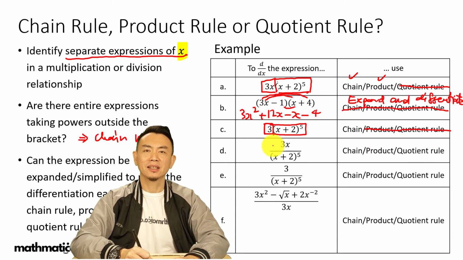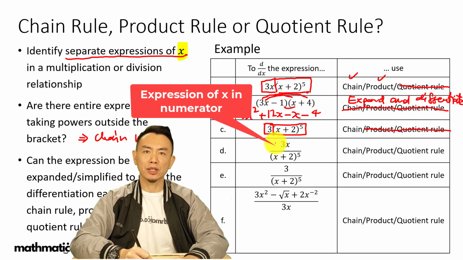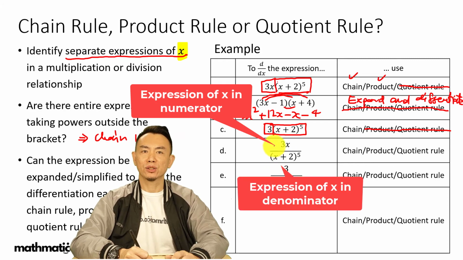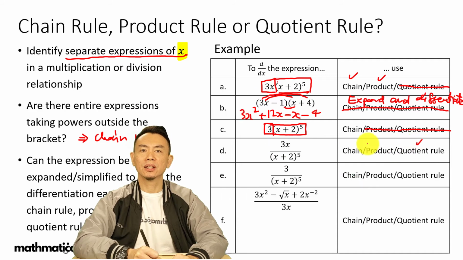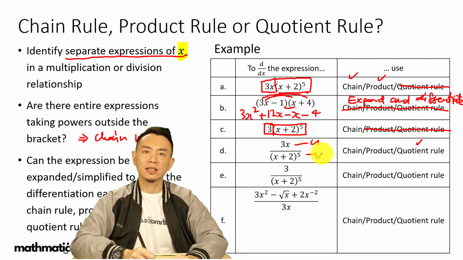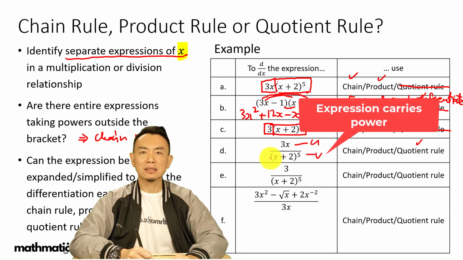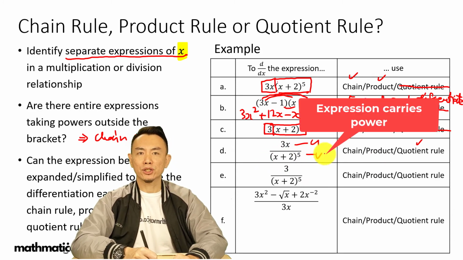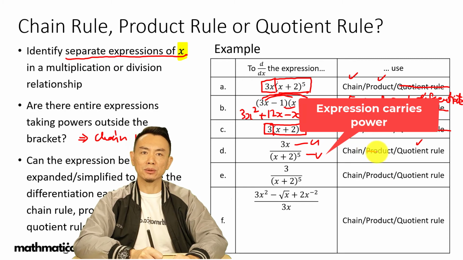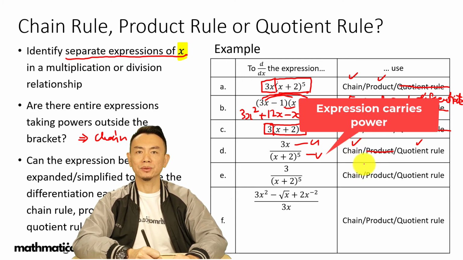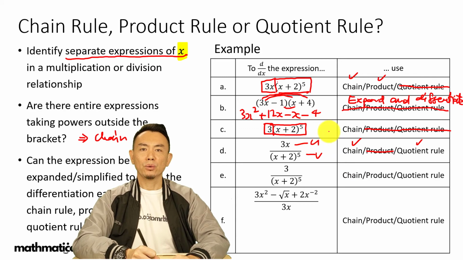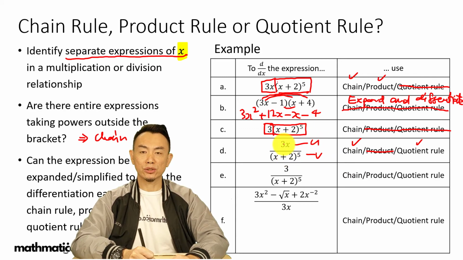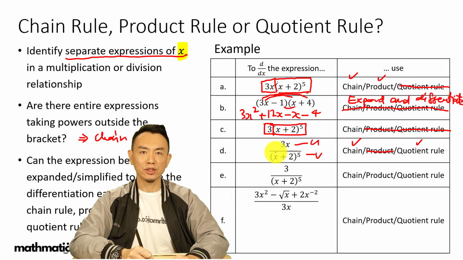Next, for part D, there is a division relationship between two expressions, 3x and (x plus 2) to the power of 5. So very clearly, we're going to have to do quotient rule. This is your u, this is your v. For your v, you have (x plus 2) to the power of 5, so that's where chain rule is applicable. So we do not do product rule, but we do chain rule and quotient rule. One more time, we do quotient rule first. u is 3x and v is (x plus 2) to the power of 5. However, when you differentiate v, you get dv/dx. That's when you need to apply chain rule to differentiate the power of 5, as well as what's inside the bracket, x plus 2.